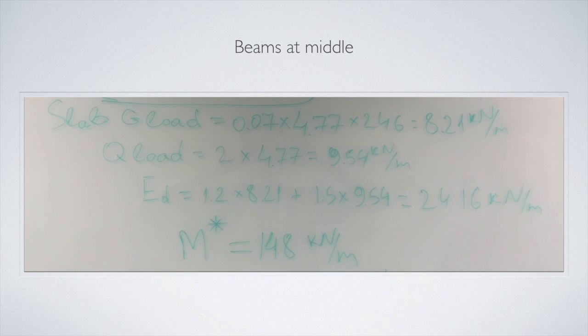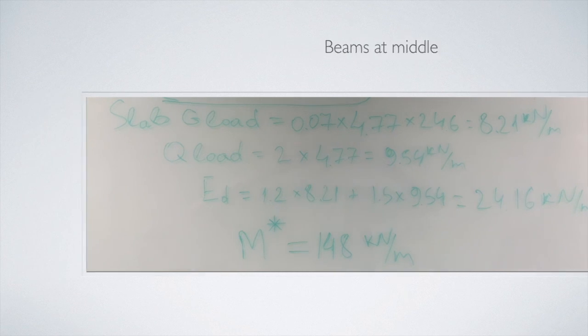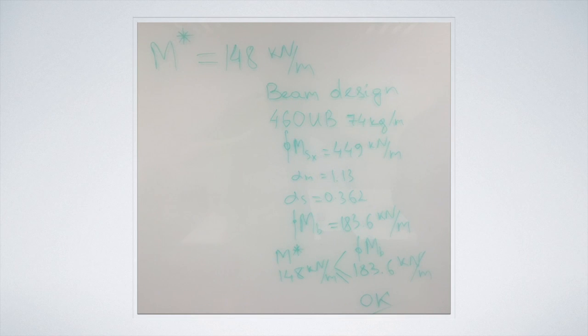These are the calculations for the 2 middle beams. To be able to pick a suitable I-beam, we needed to find a beam which will be more than 148 kilonewtons per meter. From the maximum bending load we needed to find a beam which will have the best suited higher maximum bending load design. From a series of beams we found that 460 UB 74 kilograms per meter is the most appropriate.